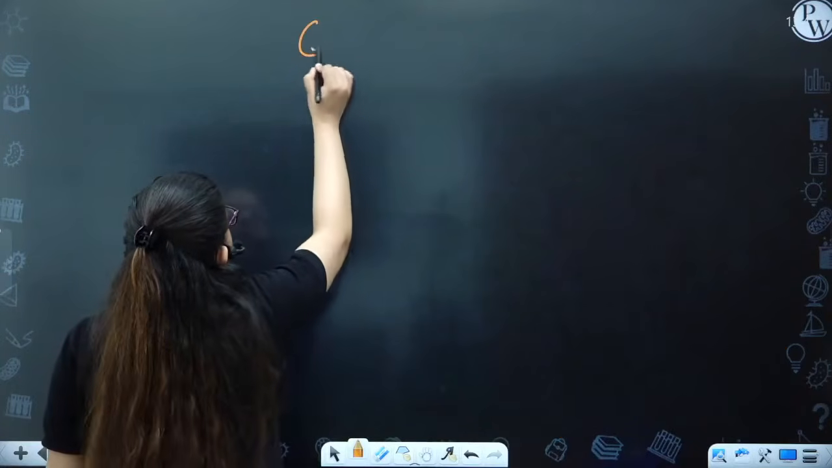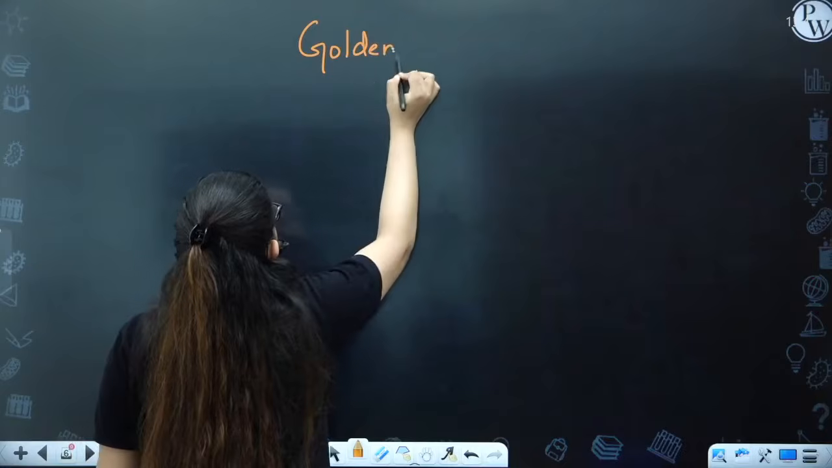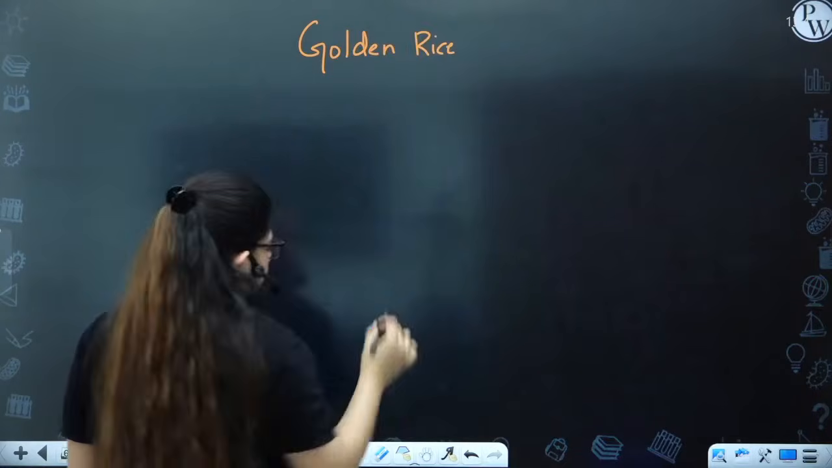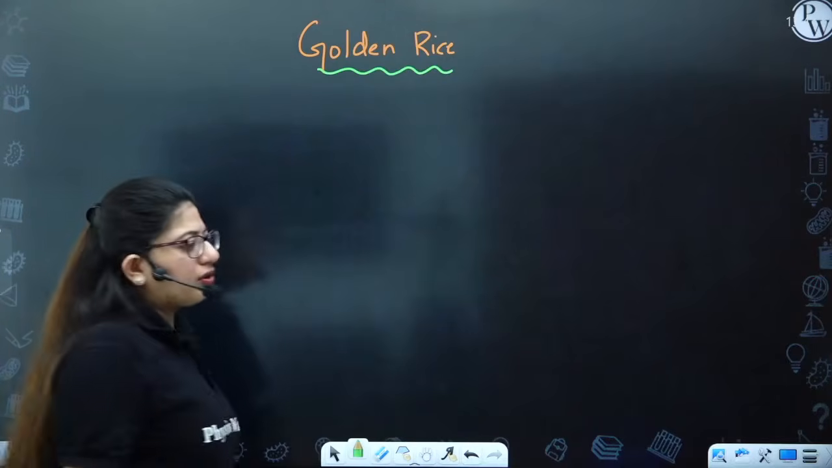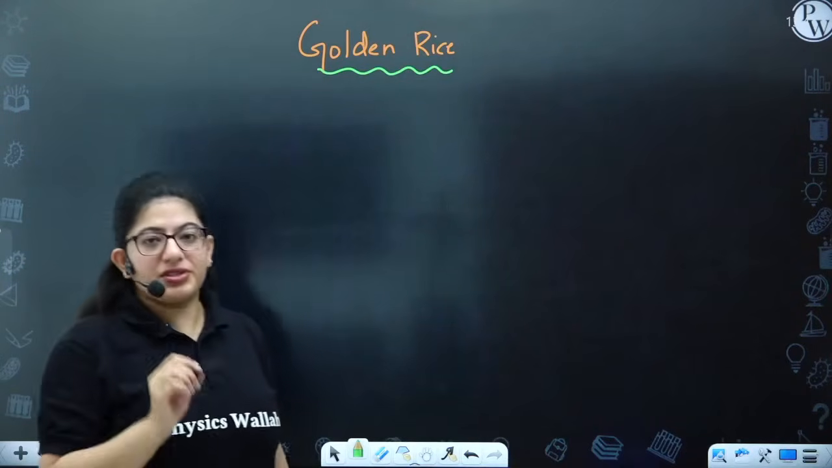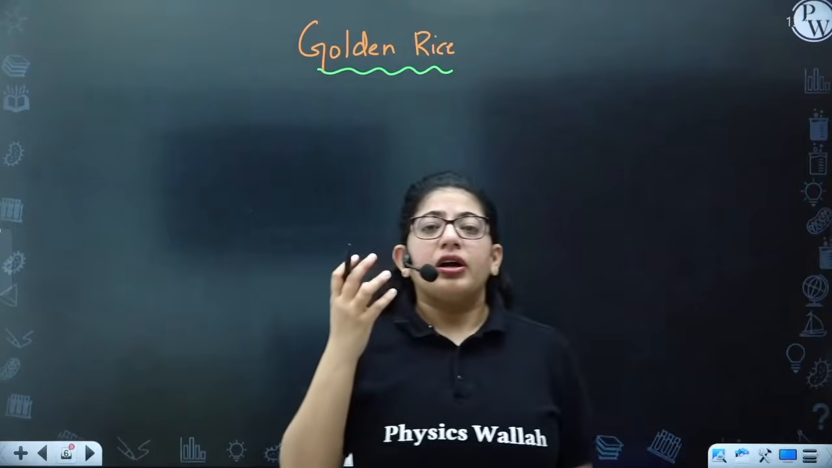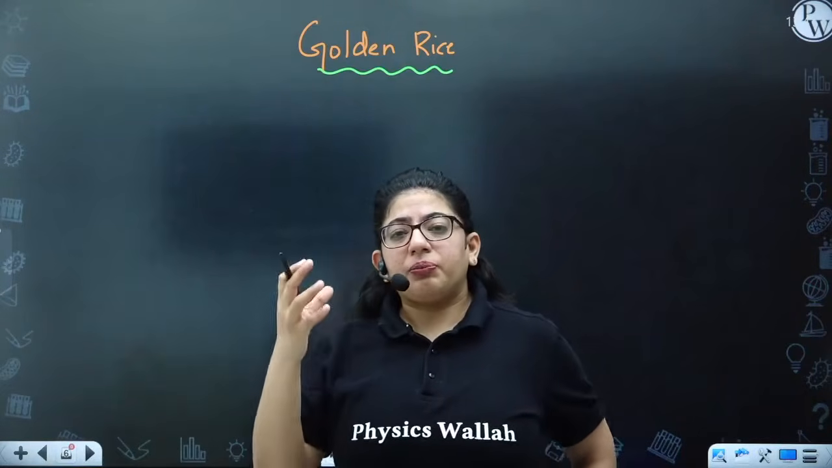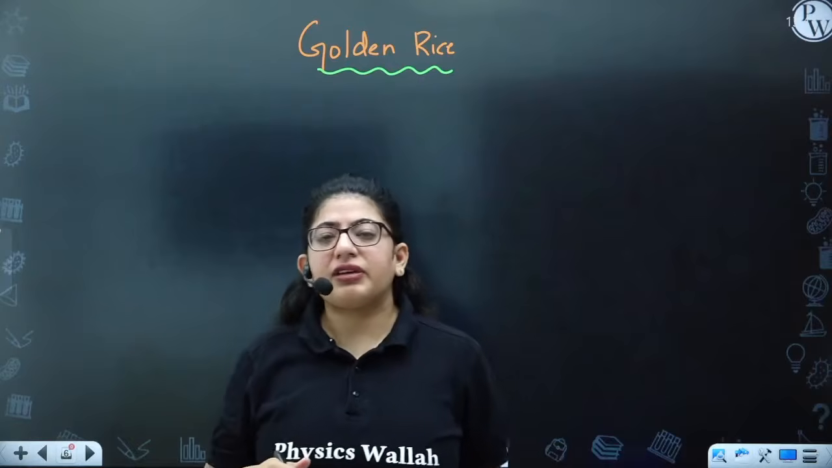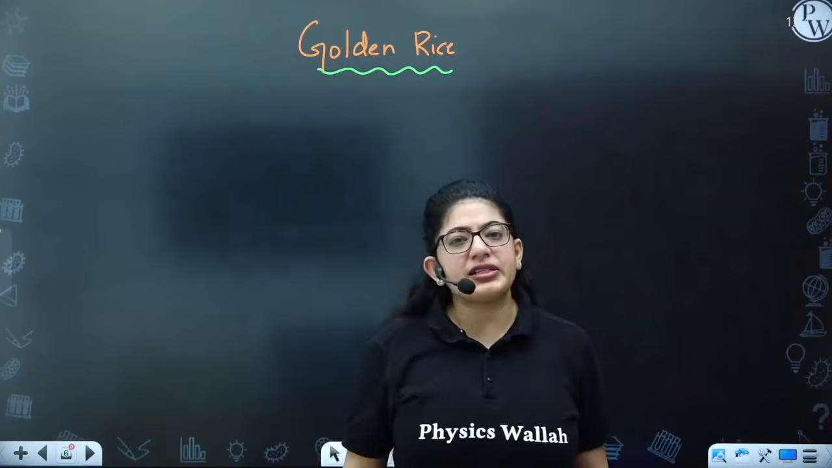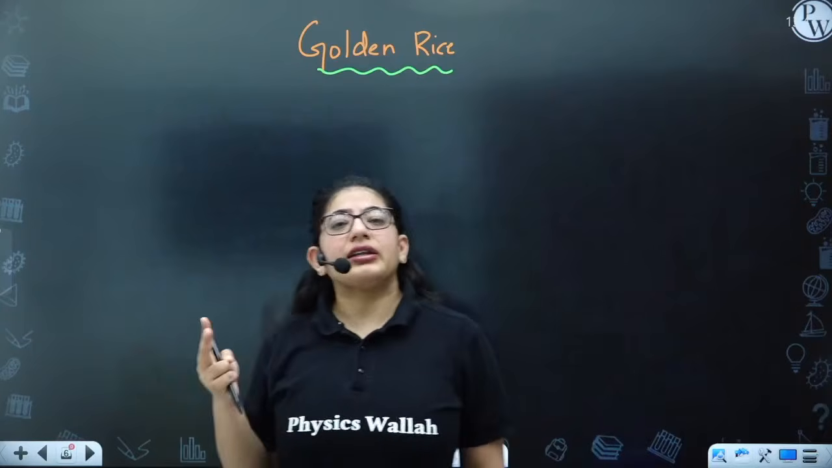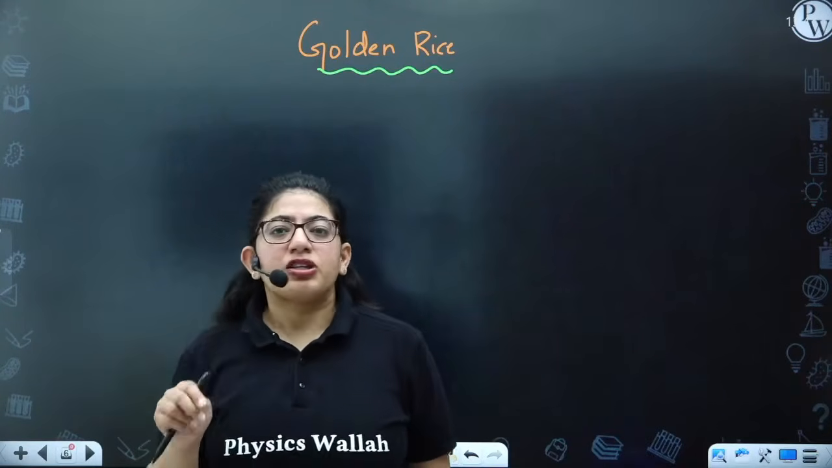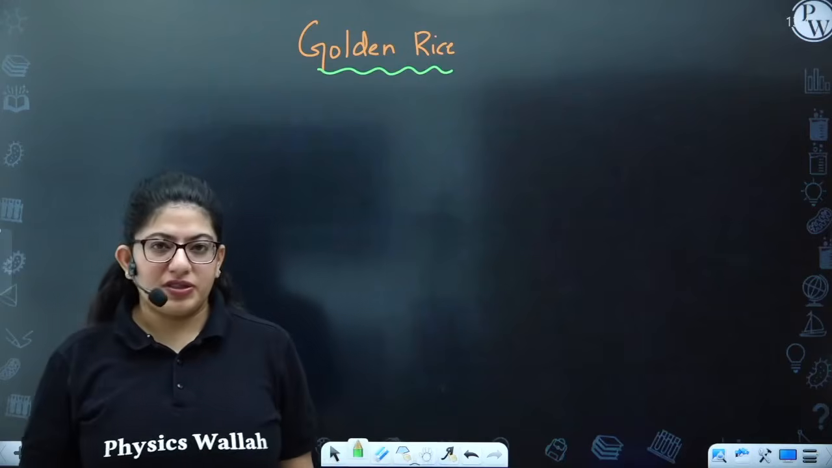So if I'm talking about golden rice, what is golden rice? In some regions of India, people are dependent upon rice. Their staple food is rice. It was found that people who had rice as the staple food were suffering from two deficiencies. One was vitamin A deficiency, and the second was iron deficiency. Let's talk about the vitamin A deficiency only.